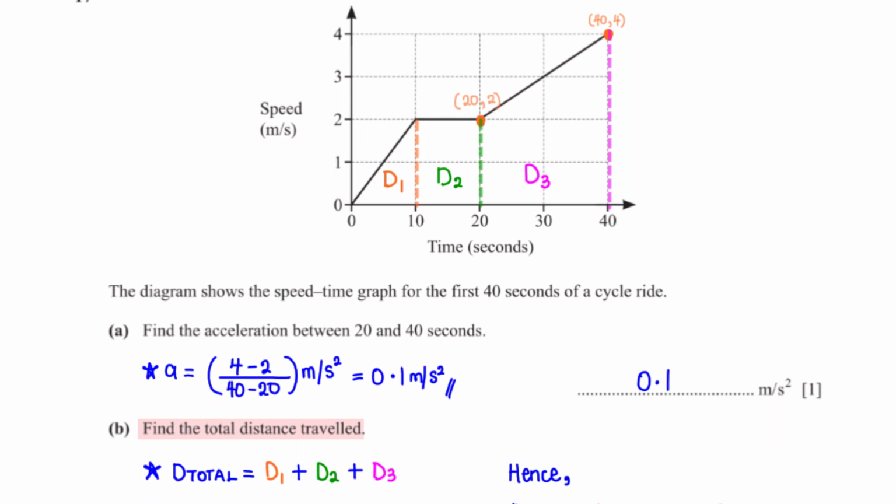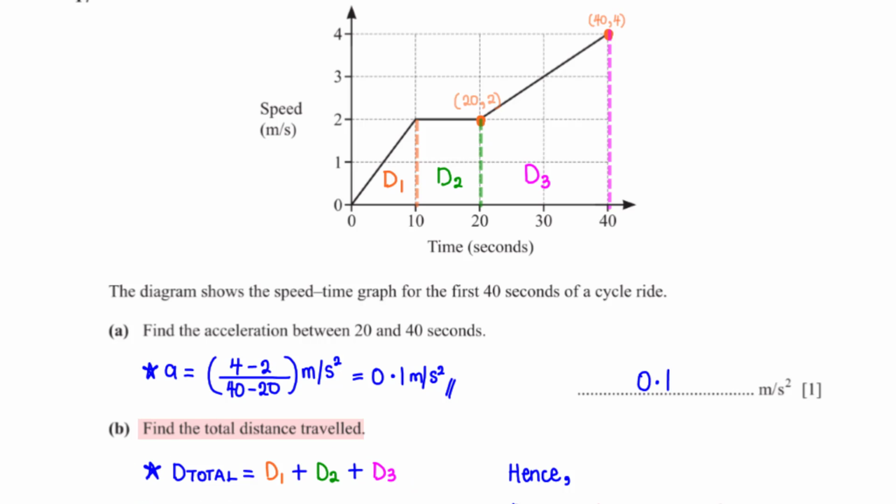Find the total distance traveled. The total distance traveled is the area under the speed time graph. The area under this speed time graph is a complex shape, but we can split it into smaller shapes. There are multiple ways to split this graph. Either way, we arrive at the same result. In this case, we have D1, D2, and D3.